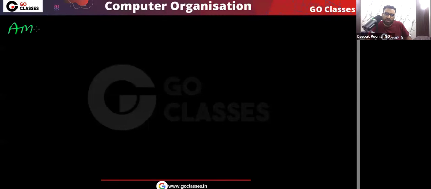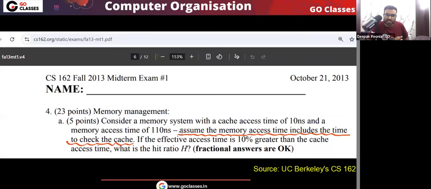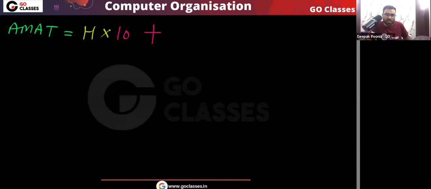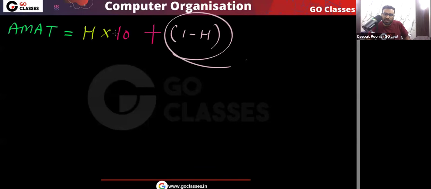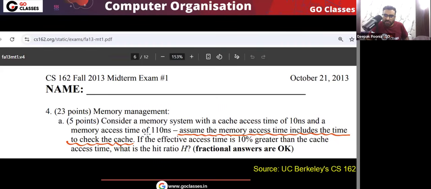So very simple, the average memory access time will be equal to: when there is a cache hit, hit rate multiplied by the total access time seen by the CPU. Can you tell me? When there is a cache hit, the total access time seen by the CPU is basically the cache memory access time, 10 nanosecond, because we don't have to access the main memory. So I can say 10h plus, when there is a cache miss, the miss rate multiplied by the total access time seen by the CPU. Can you tell me? That is 110.